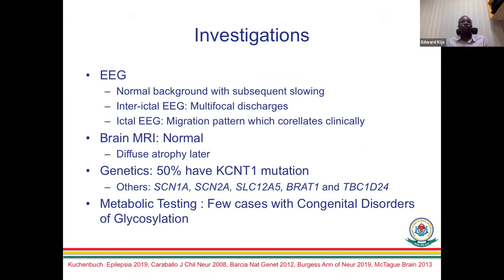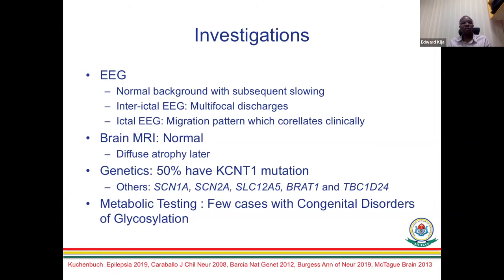The EEG usually presents with a normal background, but eventually they do present with generalized slowing. The interictal discharges show multifocal discharges commonly involving both the cerebral hemispheres, and the ictal EEG usually shows the migration pattern which correlates with the seizure, migrating from one side and then moving to the contralateral side. The imaging with brain MRI is usually normal, but subsequently it may present with diffuse atrophy.